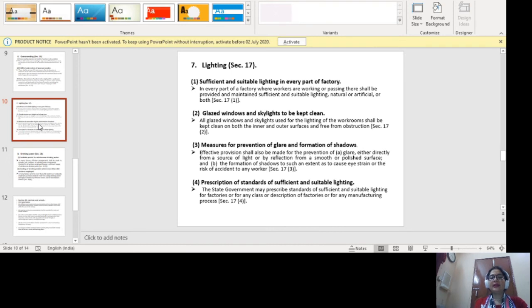Then the state government may prescribe standards of sufficient and suitable light for factories or for any class or description of factories or for any manufacturing process.